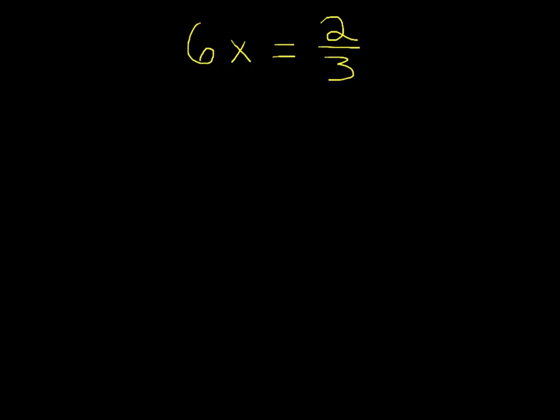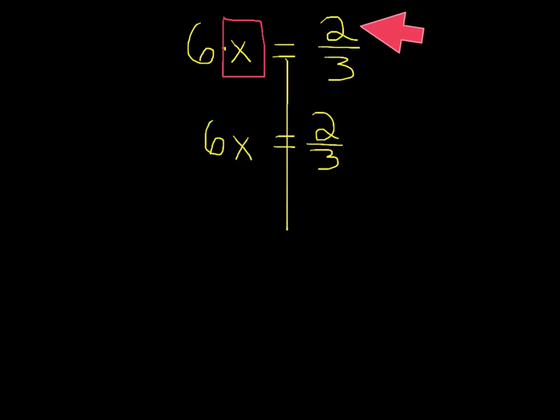Okay, here's our last example together, and then you're going to try 3 on your own. So 6 times x equals 2/3. I want to get x by itself, and the opposite of multiplication is division. So I need to divide both sides by 6. However, I have a fraction here, which makes things a little complicated. Instead of dividing by 6, I'm going to multiply by the reciprocal, which is 1 over 6.